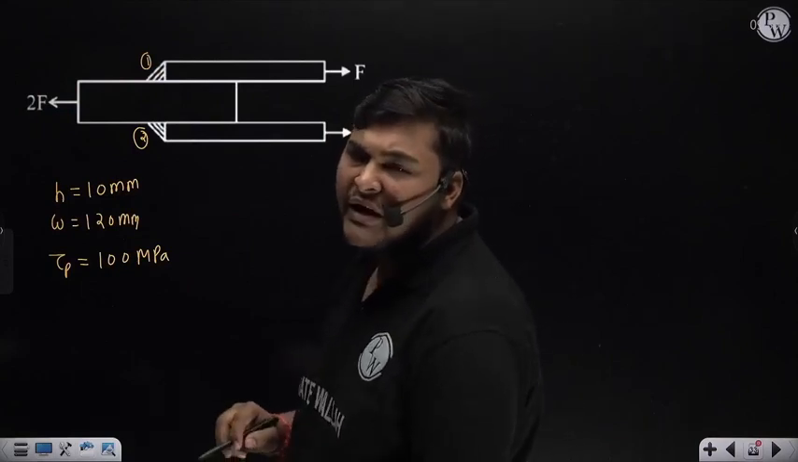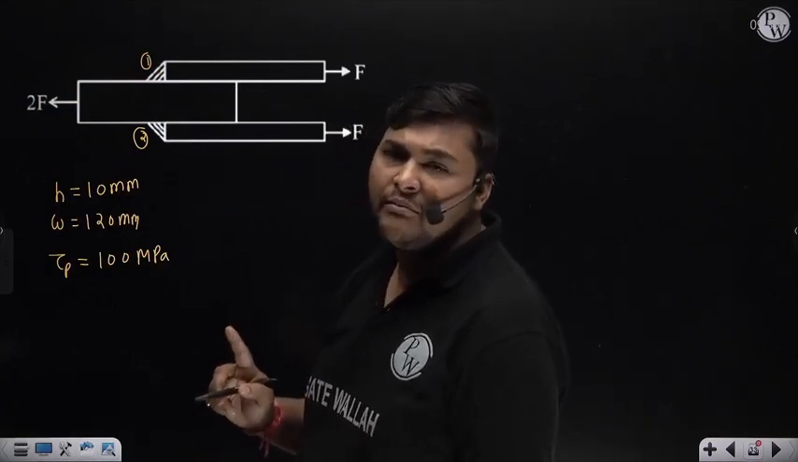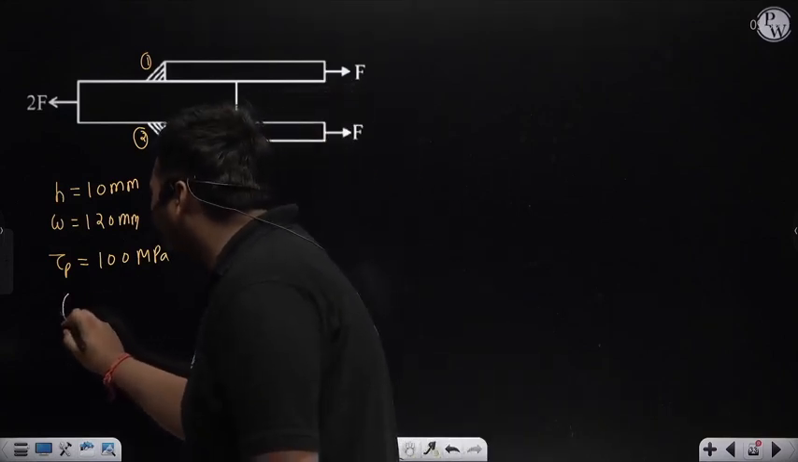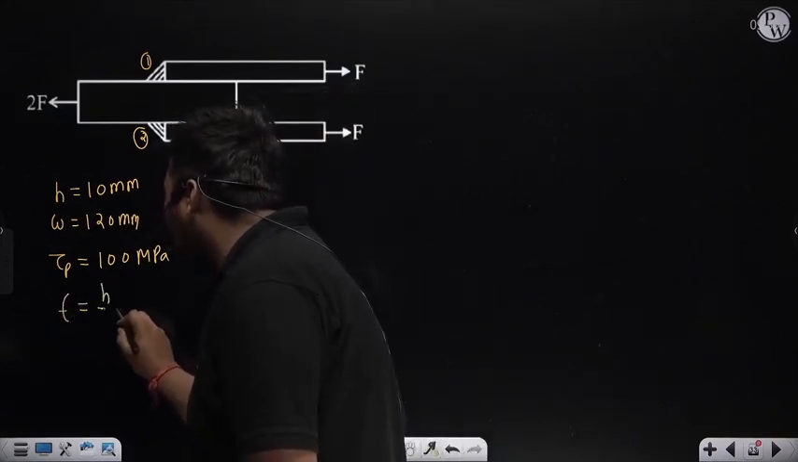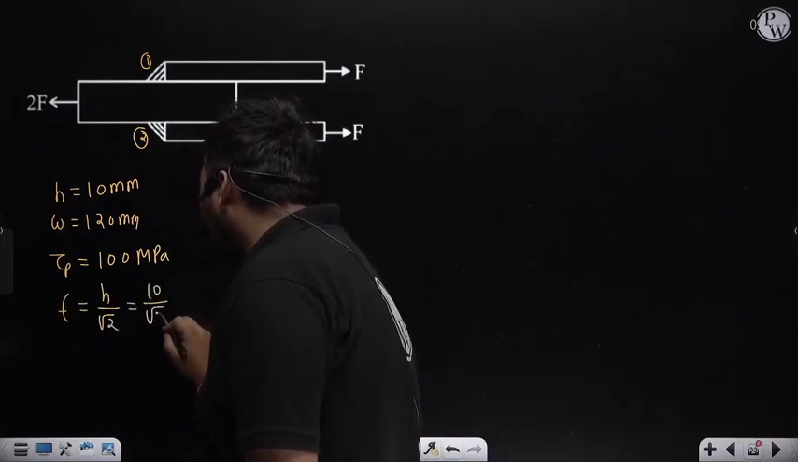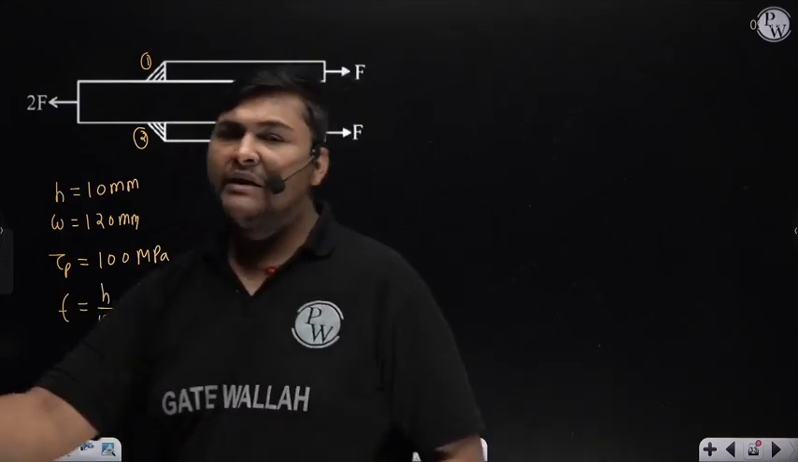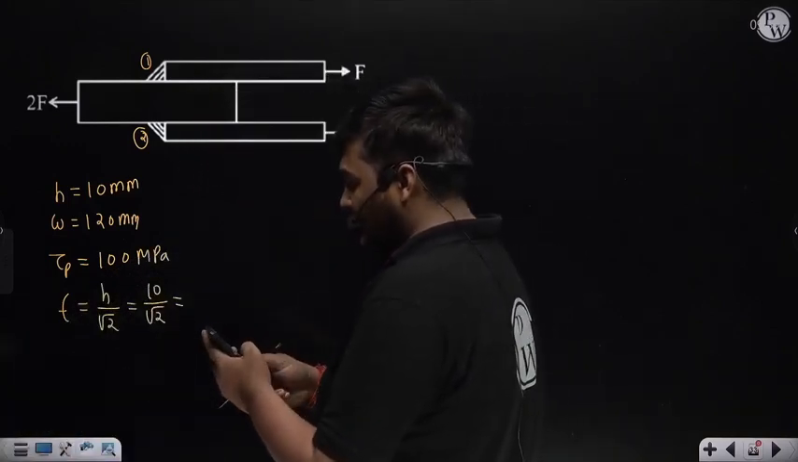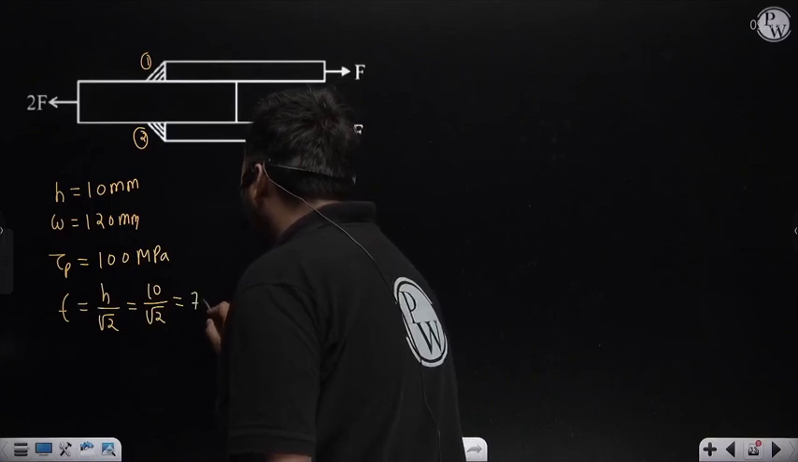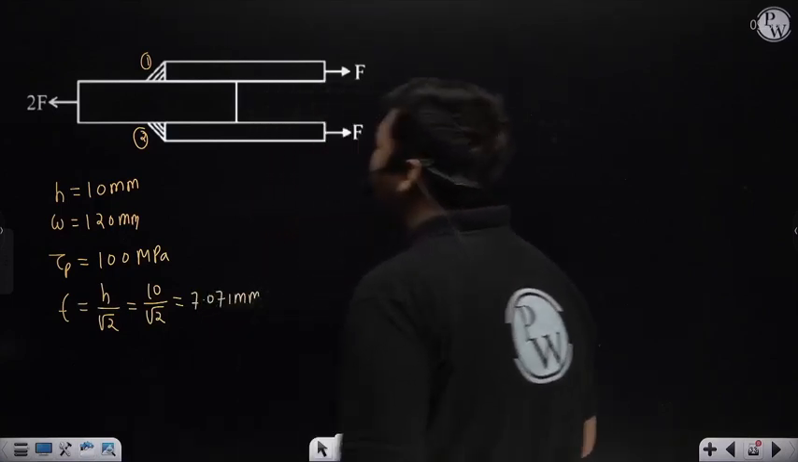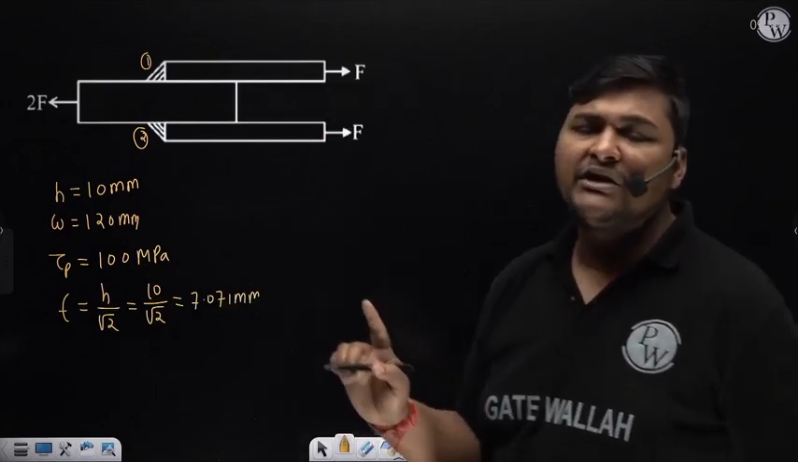Size is given, so we can find the throat thickness of the weld, because during design, throat thickness is important. The throat thickness of this weld will be h upon root 2. H is 10 mm, so the throat of both welds will be 10 divided by root 2. After solving, it comes to 7.071 mm.